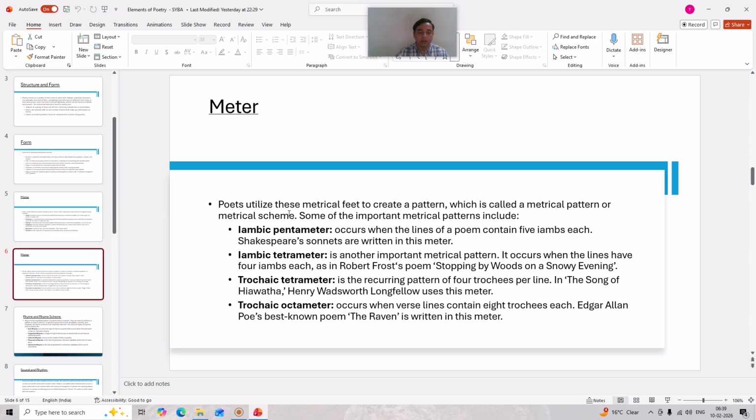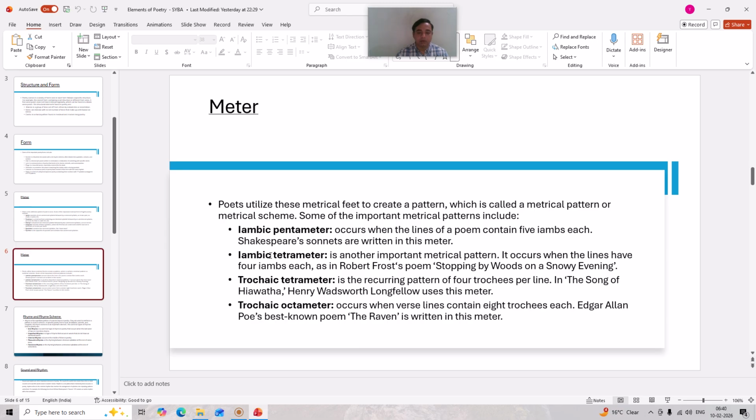Next, poets utilize these metrical feet to create patterns. These metrical feet, when they are being used in a particular pattern, that is called metrical pattern or metrical scheme. Some of the important metrical patterns include iambic pentameter. Iambic pentameter occurs when the lines of a poem contain 5 iambs each. Shakespeare's sonnets are written in this meter.